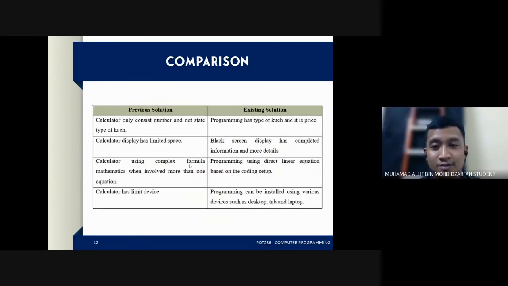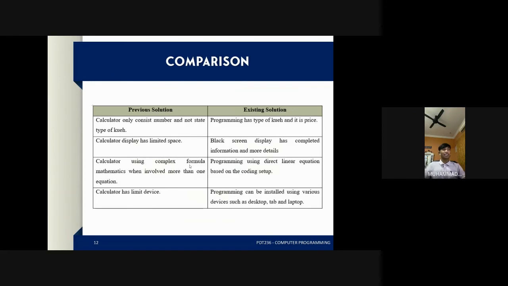Okay, Azrin, Hafiz, please continue with the comparison. Okay, thank you, Aisha. For the comparison between the previous solution and the existing solution, for the previous solution, which is a calculator, it only consists of numbers and does not state the type of kueh. For the existing solution, programming has the type of kueh and its price.